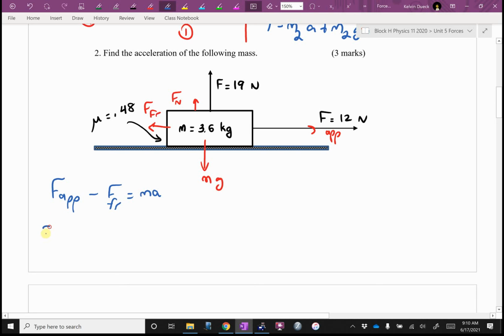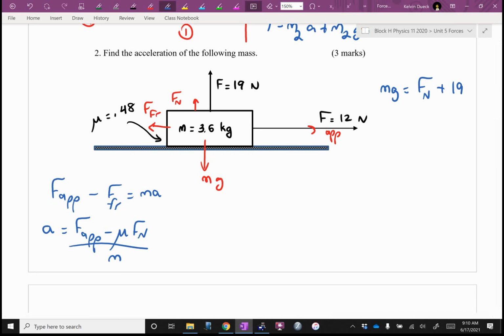It wants me to find the acceleration. A equals F applied minus mu times the normal force divided by m. I don't know the normal force, and it's not mg. So somewhere I'm going to have to realize, am I sinking into the ground like quicksand? Am I flying through like Superman? Everything down equals everything up. Everything down is mg equals everything up, the normal force plus 19. Oh, now I can tell you the normal force. It's going to be mg minus 19.